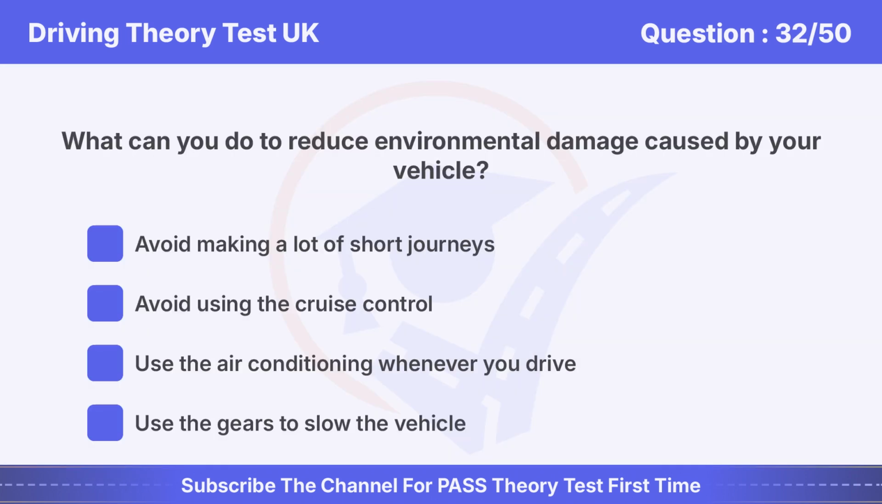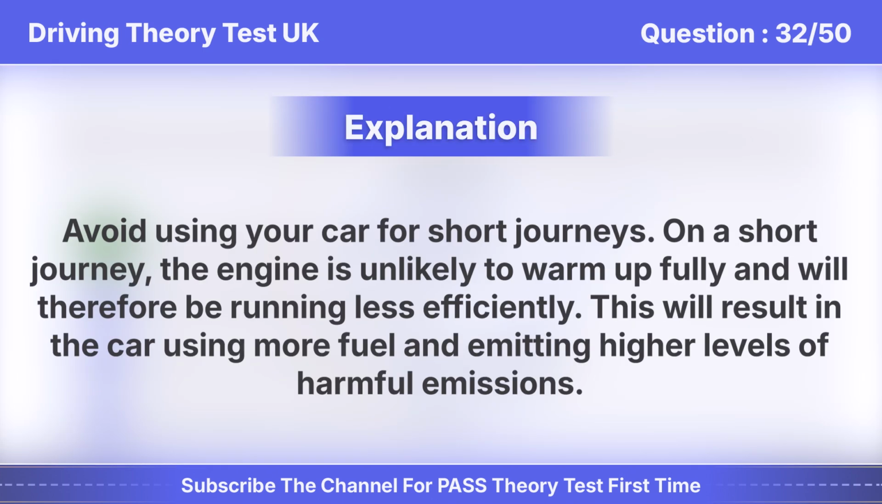Question 32. What can you do to reduce environmental damage caused by your vehicle? Answer is A. Avoid making a lot of short journeys. Avoid using your car for short journeys. On a short journey, the engine is unlikely to warm up fully and will therefore be running less efficiently. This will result in the car using more fuel and emitting higher levels of harmful emissions.